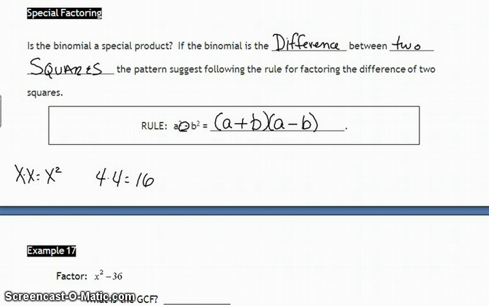So if we can recognize this special condition in factoring, we can jump right to the chase and not have to do any of that finding factors that equal and total and so forth. So let's give it a try.